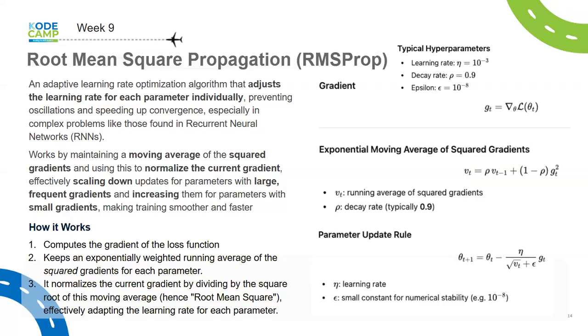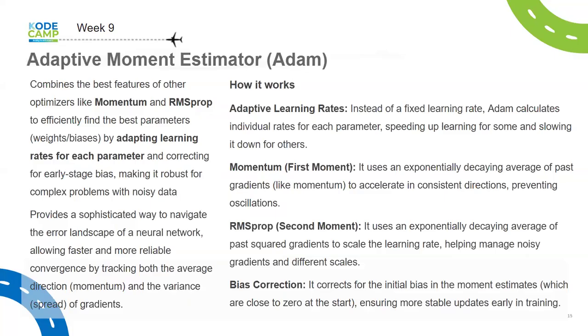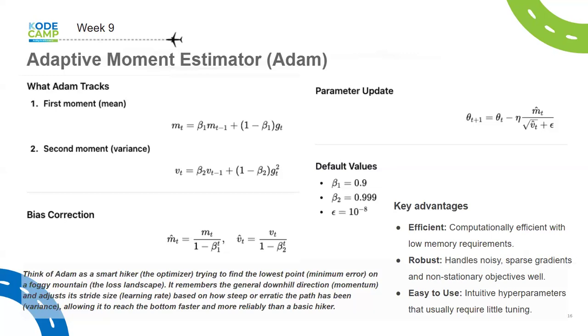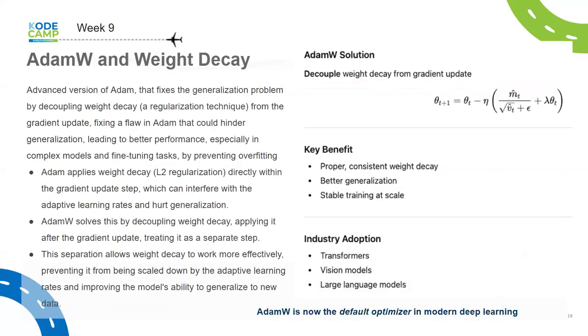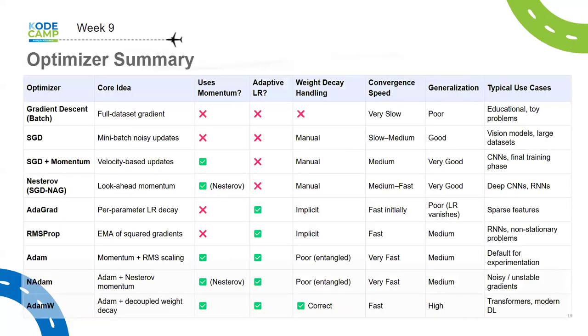And we also have Adam. So Adam is now a child of SGD with momentum and RMSprop. So it gets the best of both sides. And then Adam with weight decay, right? And then we saw that there are a bunch of other ones as well.